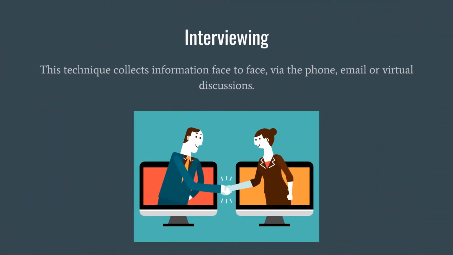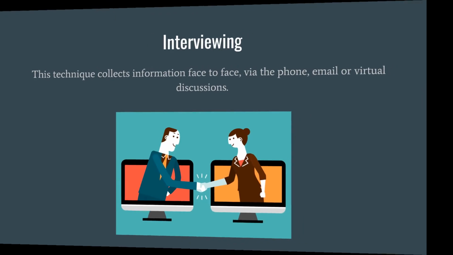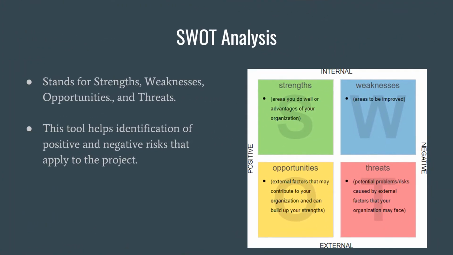The third technique for identifying risks is interviewing. This technique collects information face to face via phone, email, or virtual discussions. The final technique for identifying risks is SWOT analysis. This analysis stands for Strength, Weakness, Opportunities, and Threats. This tool helps the identification of positive and negative risks that apply to a project.